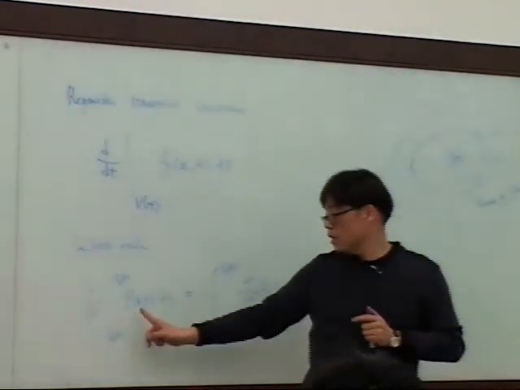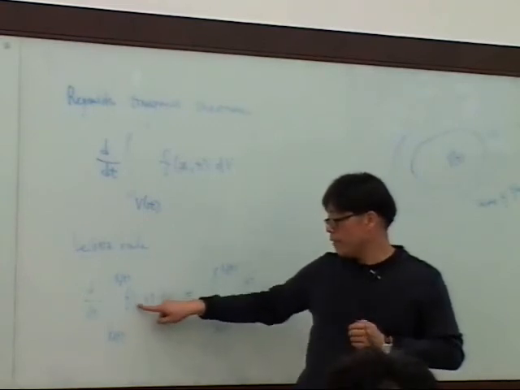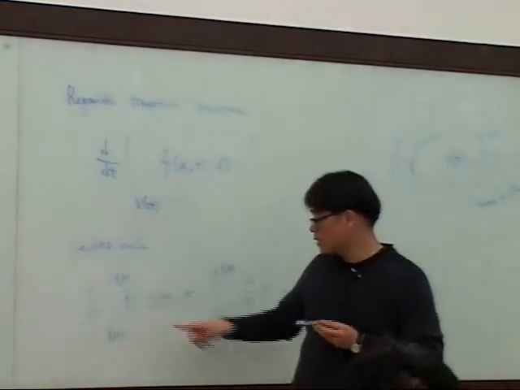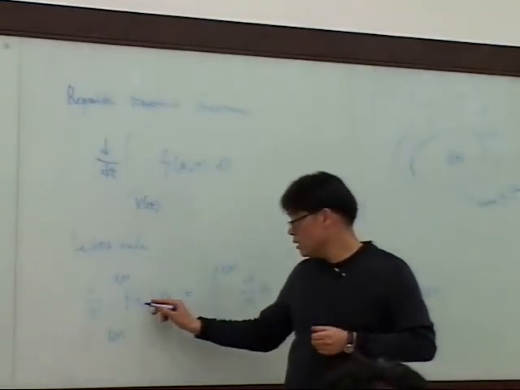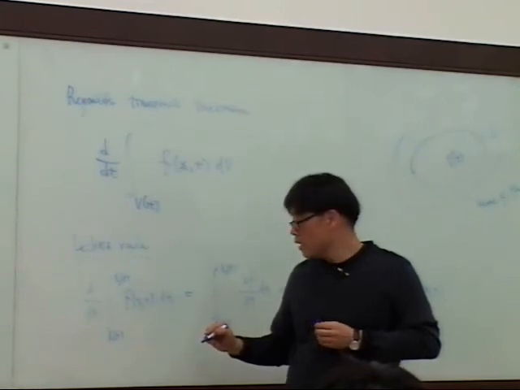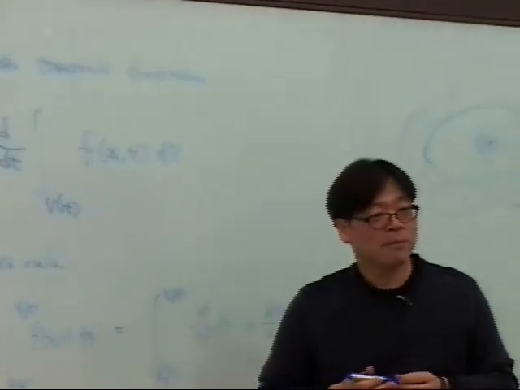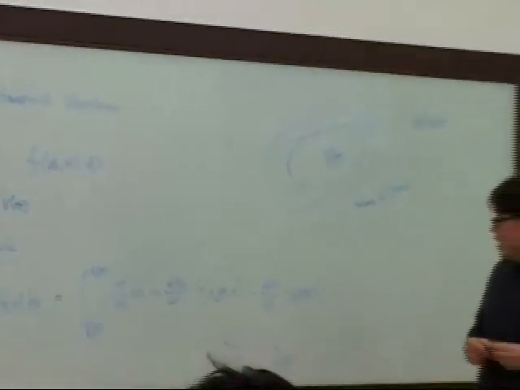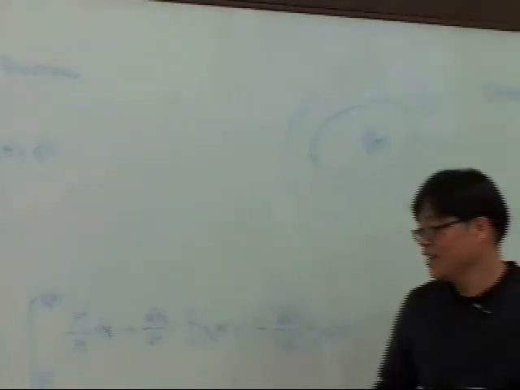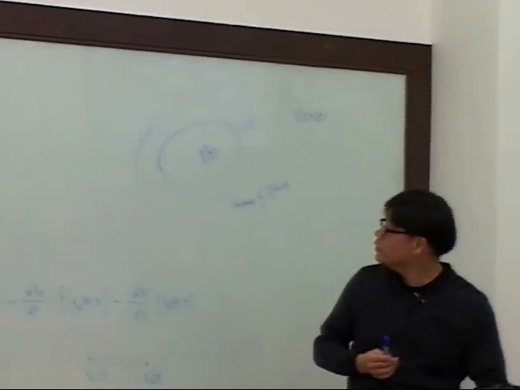Here? Oh, it has to be f of t, that's what you mean? No, it has to be x. That's what I wrote. Oh, it has to be dx, yeah. Sorry. The integrand has to be x, yeah. Thank you.